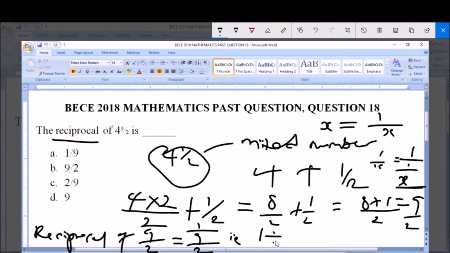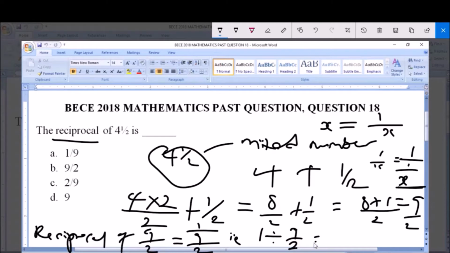1 divided by 9 over 2. And like you know, in terms of division of fractions, you change the division sign to a multiplication sign, and we are changing it to a multiplication sign. Your denominator here will become the numerator, and the numerator will become the denominator.